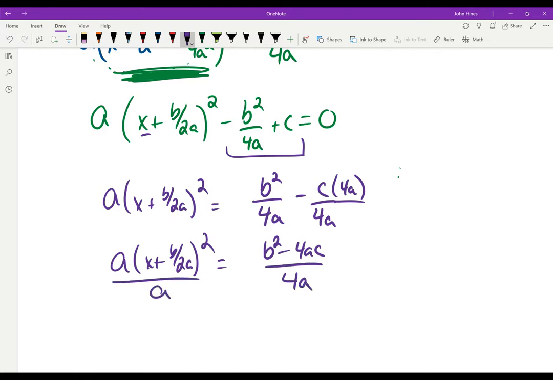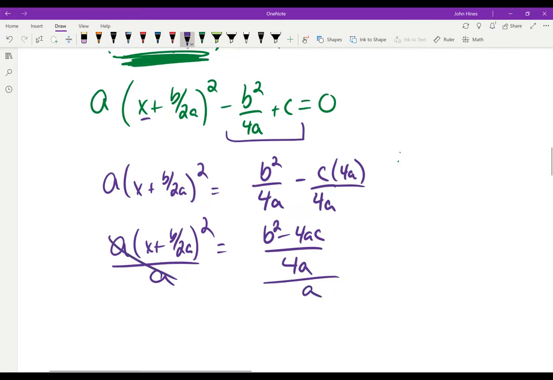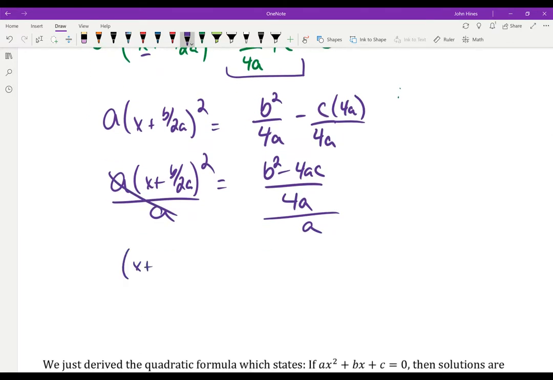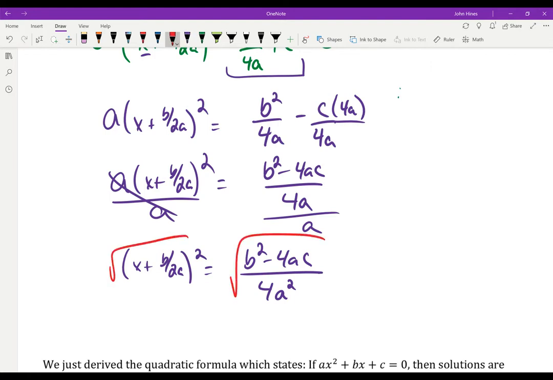I'm going to divide by a, which actually just sticks another a in the denominator. I know the algebra here gets a little rough, but I want to show you that I'm really just doing inverse operations. Over 4a squared is what that becomes. Now you can all tell me this. How do I undo squaring? I undo squaring by taking the square root.